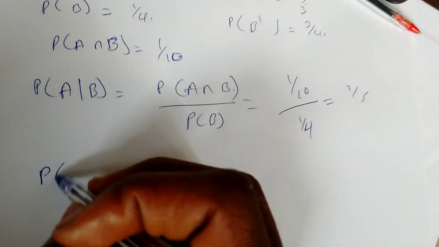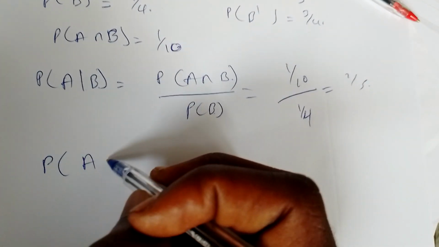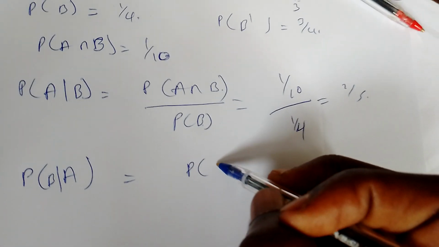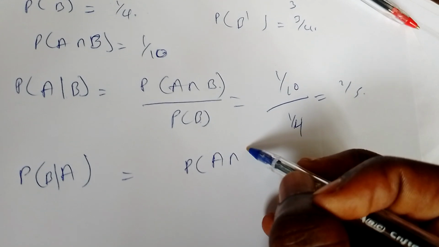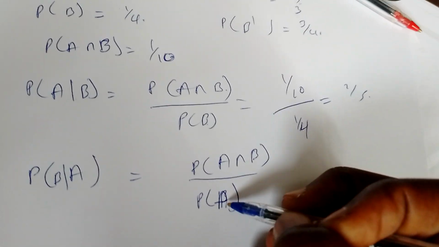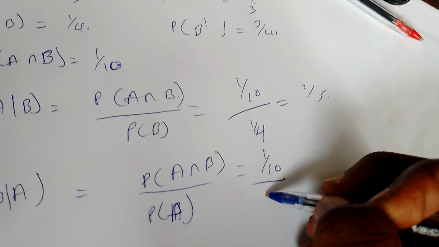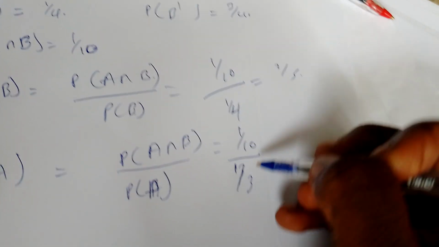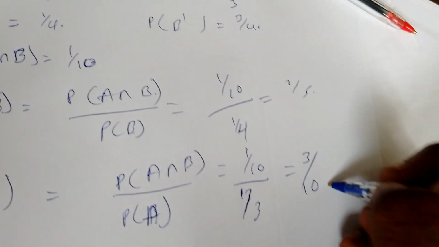And then probability of B given A. So this will be probability of B intersection A, which is the same thing as A intersection B, all over probability of A, sorry. Then you have 1 on 10 divided by 1 on 3. So you get 3 on 10.